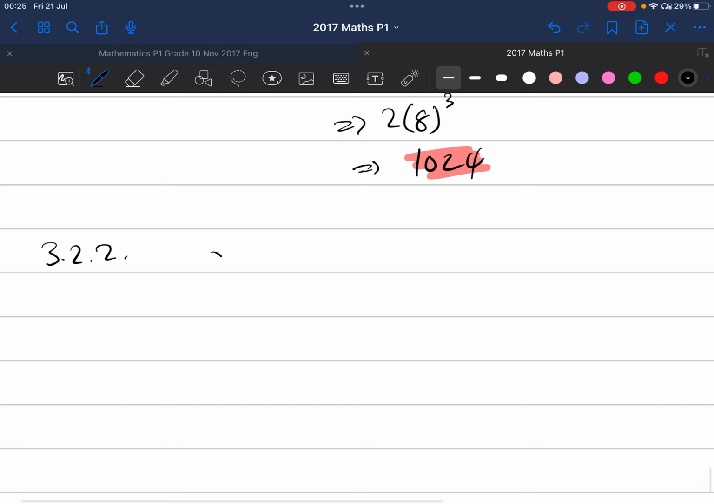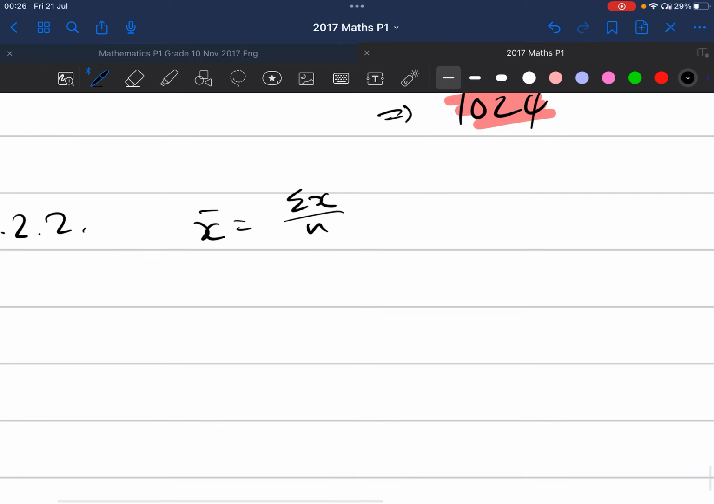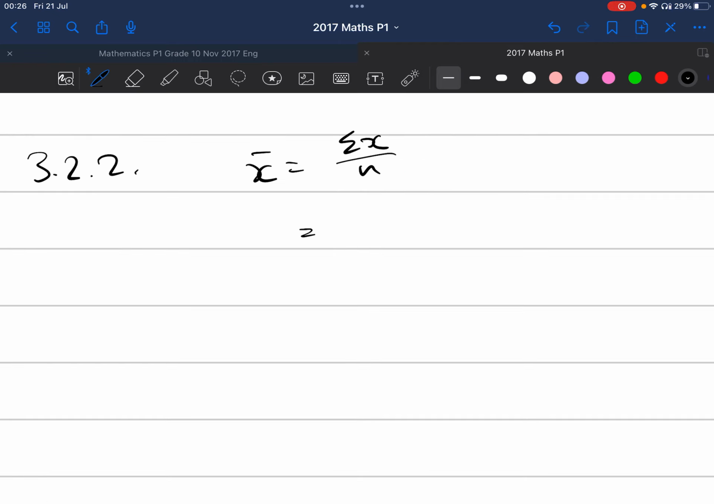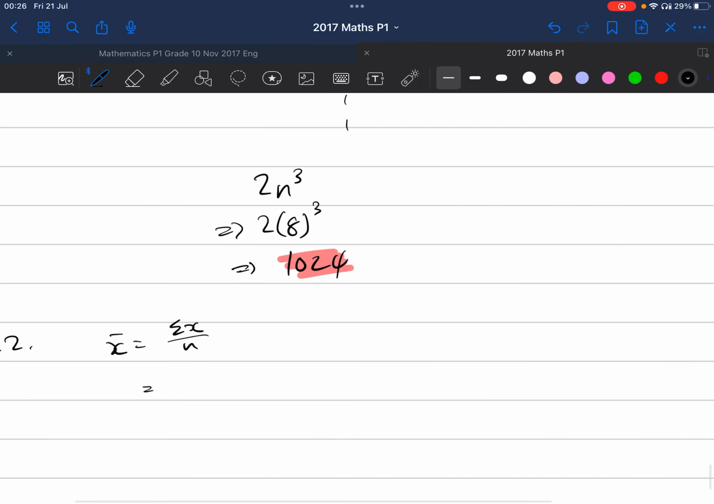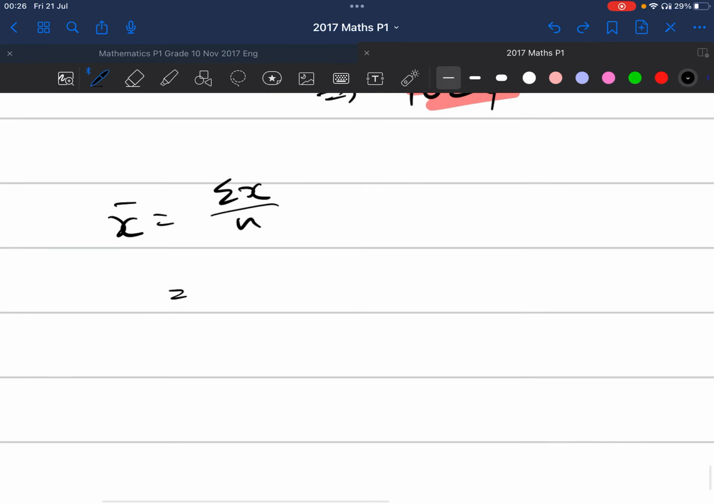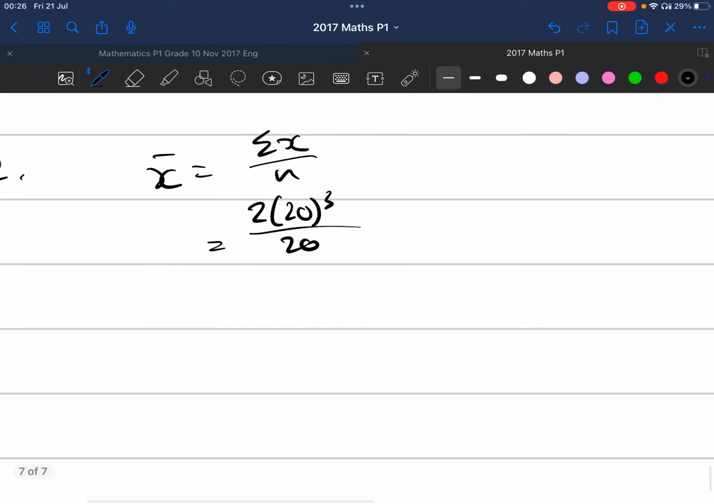Okay, so let's look at this now. 3.2.2. So mean is equal to the sum over the number of numbers. Okay, so the sum of row 20, because that's what they're looking for, is just going to be our equation here that we found, but instead of n we'll have 20. So that, and number of numbers, like I said before, is just 20 because it goes up by each row number. Okay, now we can plug that into a calculator and we got 800 as the answer.